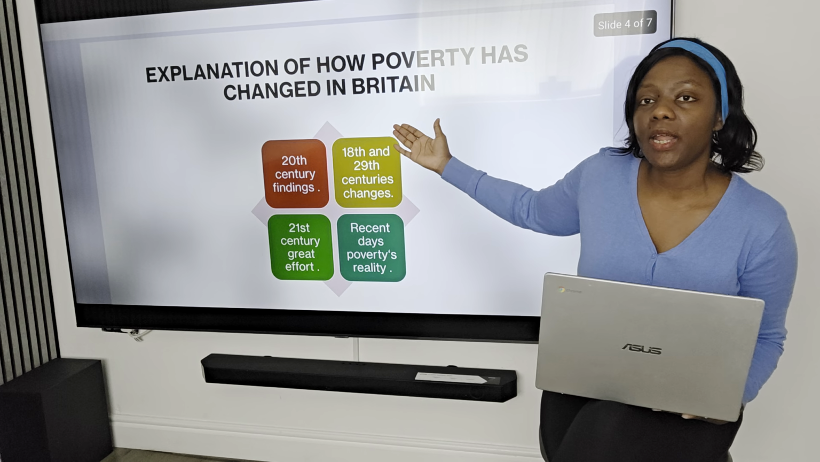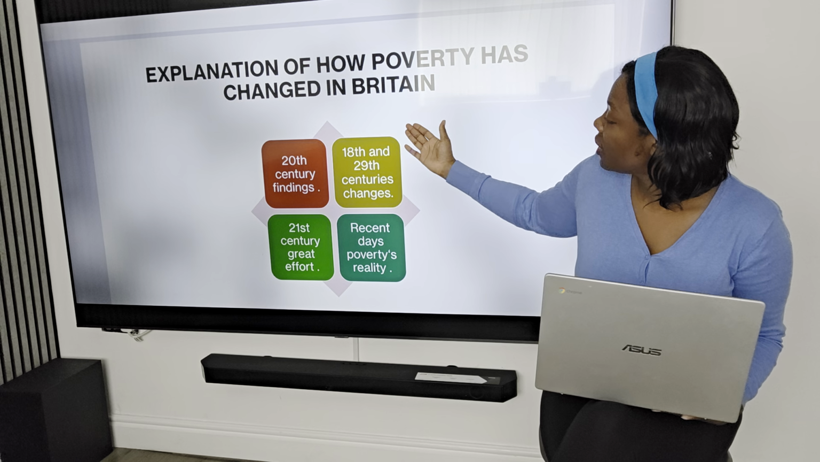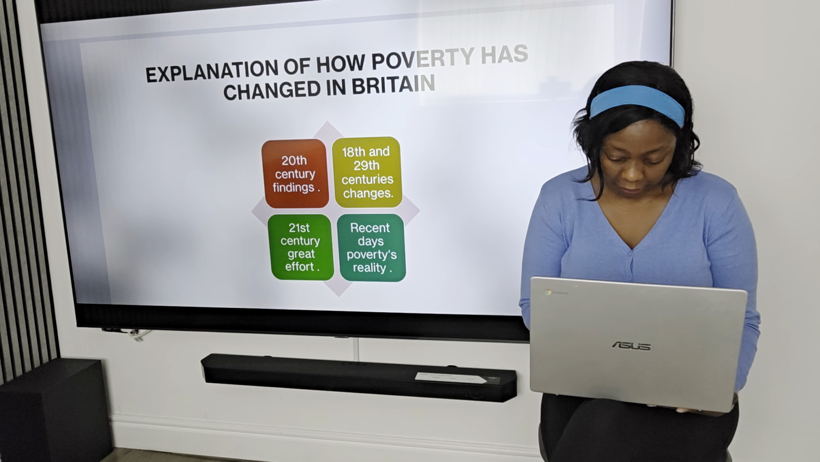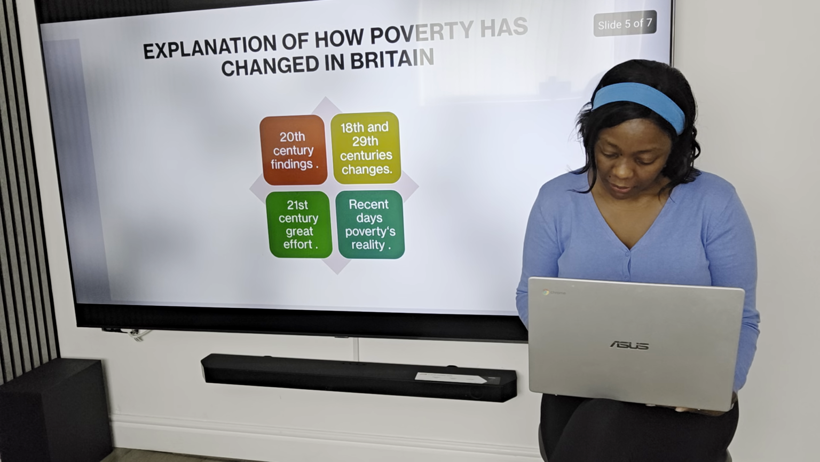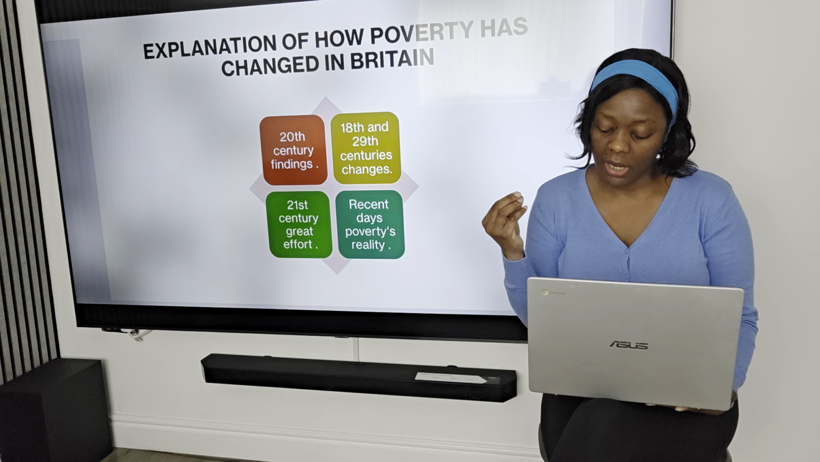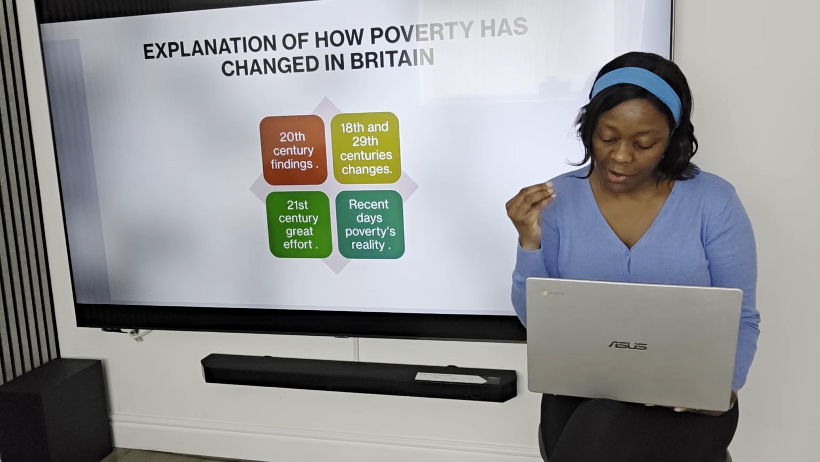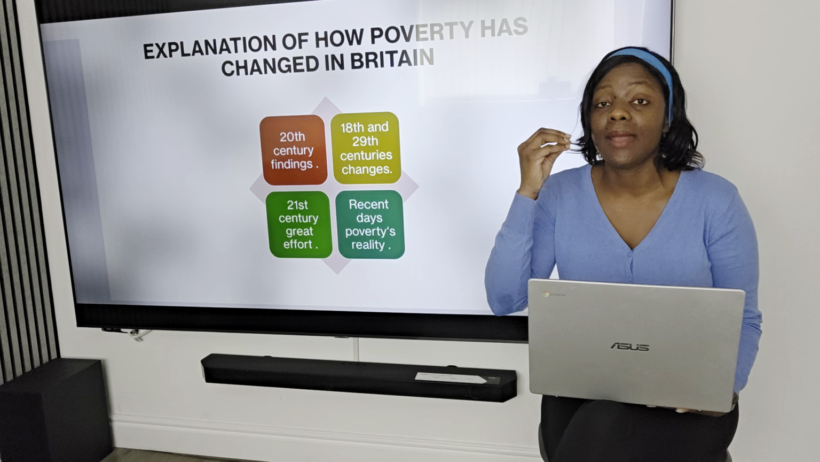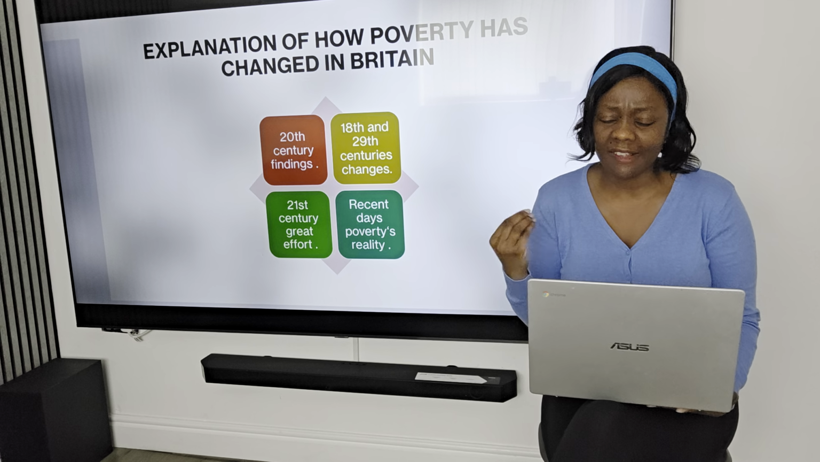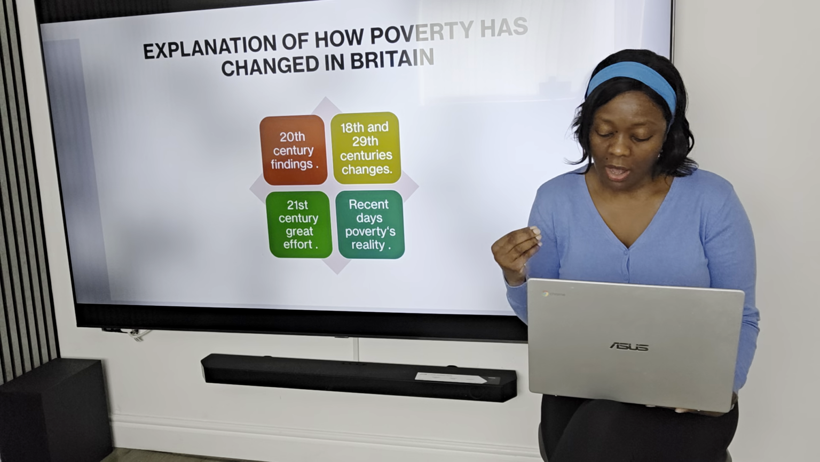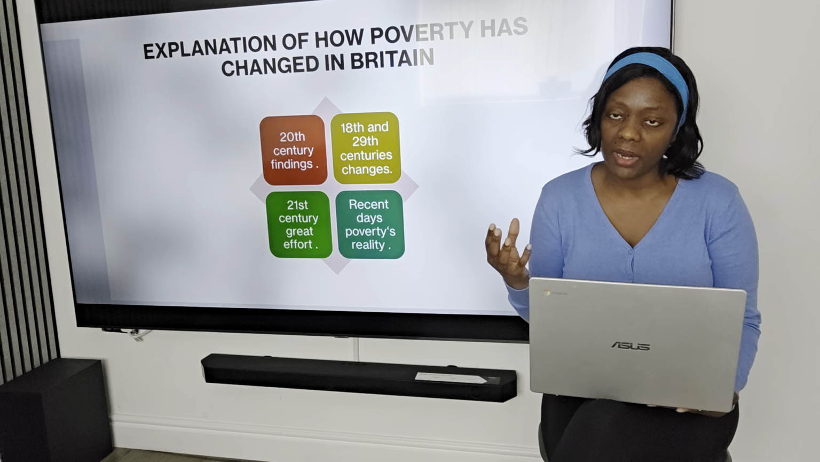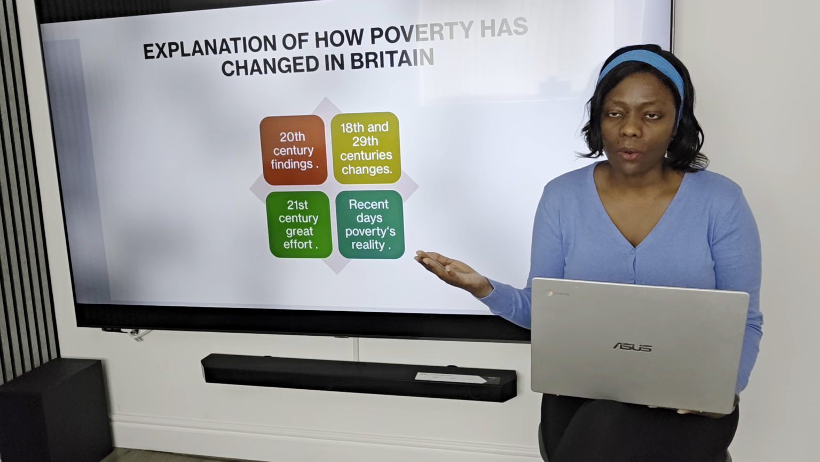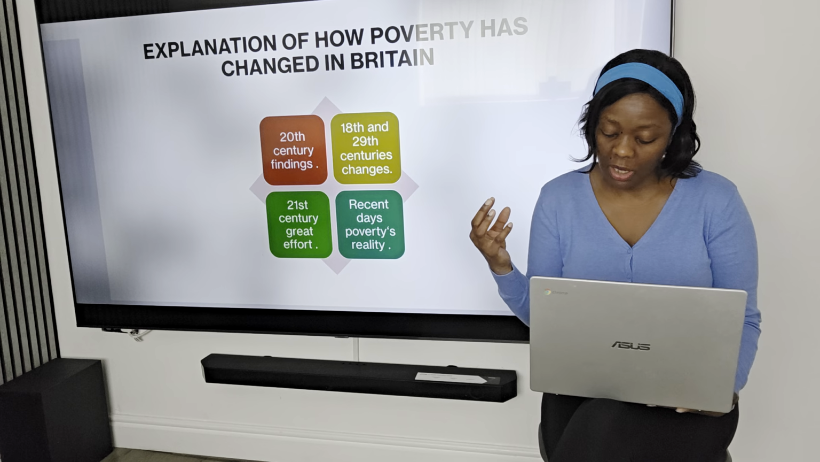Now we talk about an explanation of how poverty has changed in Britain since the 20th century until now. A survey of British history since the 20th century leads to the appalling and very surprising conclusion that poverty and its causes are quite the same now as they were in 1900. Economic system changes, urbanization, and industrialization are the result of development and evolution of nations, including Britain. Those factors largely contributed to the advancement of the economy.